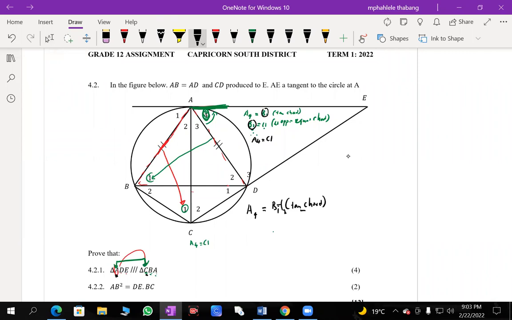Do you agree with me on that one as well? A4 equals B1 again, and B1 equals C1 again. Therefore A4 equals C1.